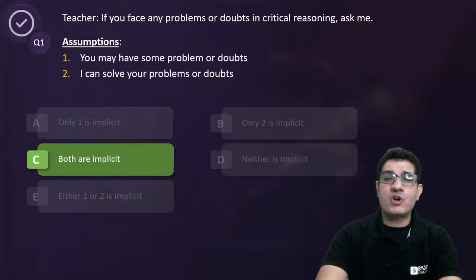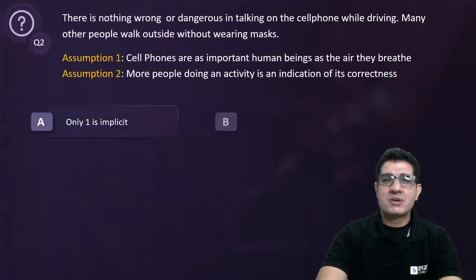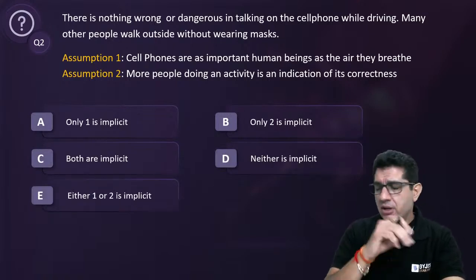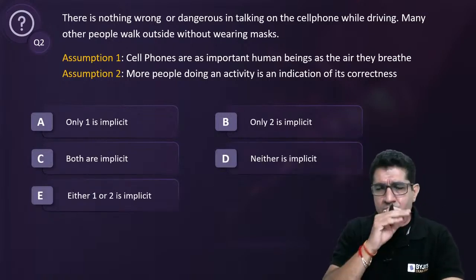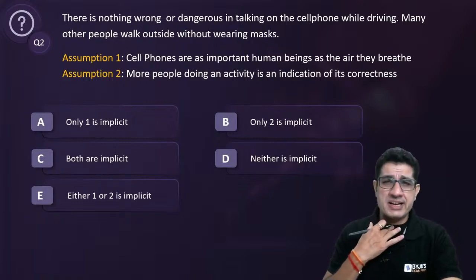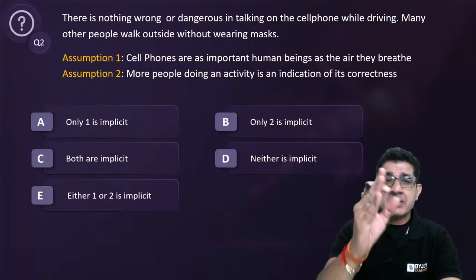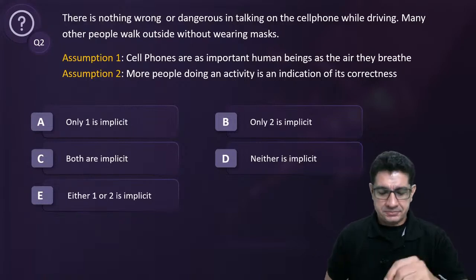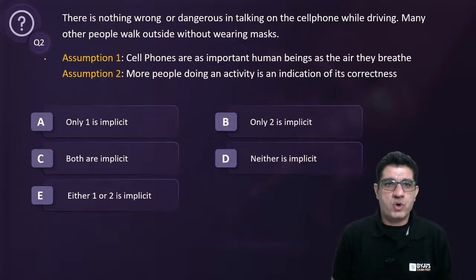And here is your next question. So the presentation of the questions can vary slightly. I'm sorry, I seem to have a frog in my throat today. But here is the question. Go ahead and tell me what your answer for the second question is. So, statement followed by 2 assumptions.